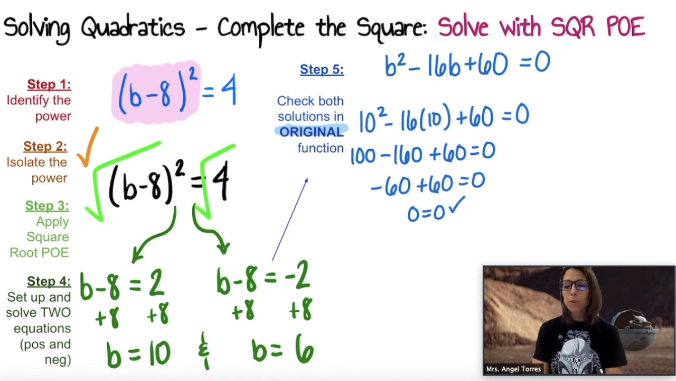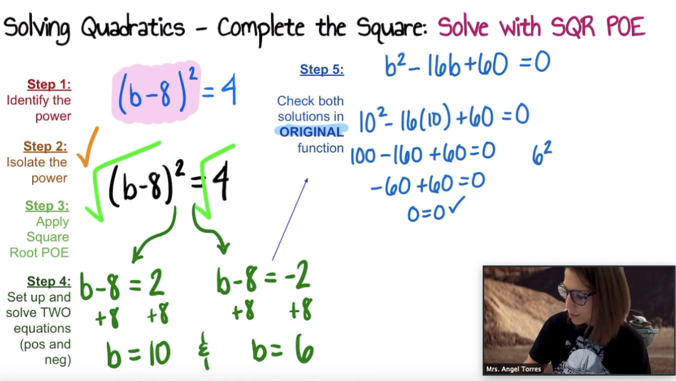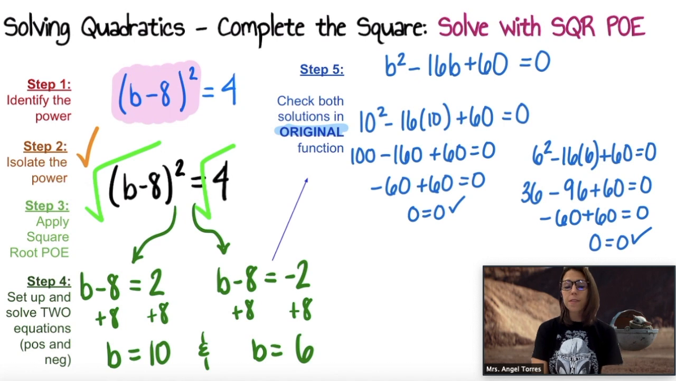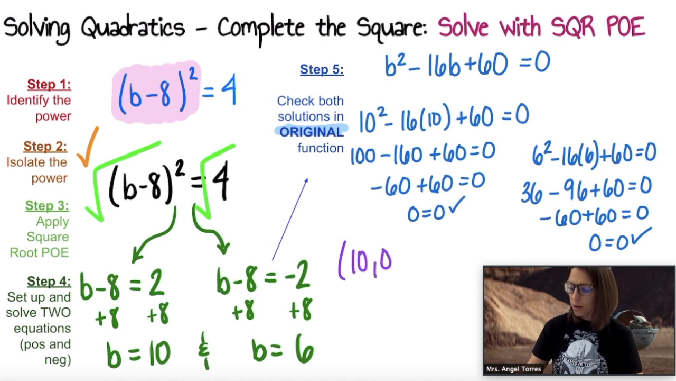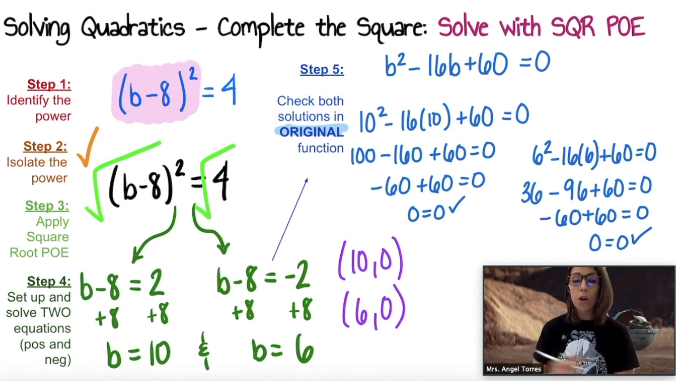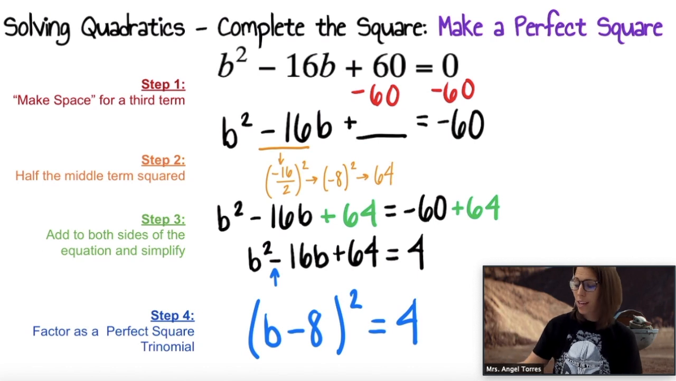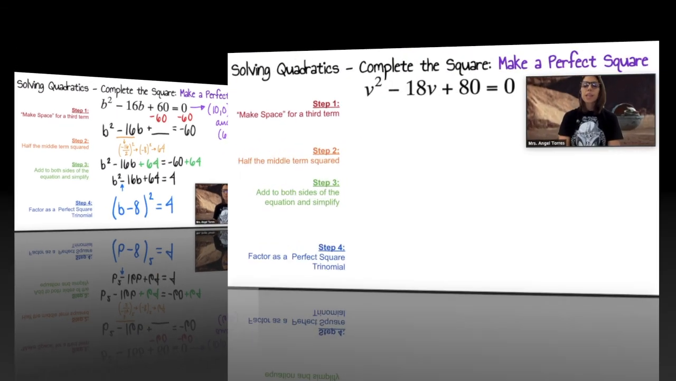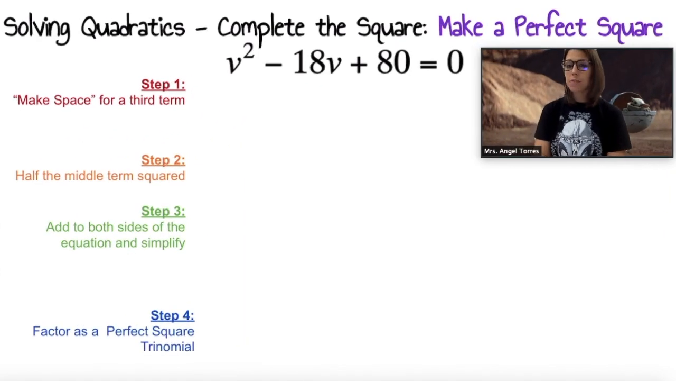All right, looks like 10 was a solution. Let's try 6. And voila, they were both solutions. So that means that this quadratic has 2 zeros, and they are (10, 0) and (6, 0). But remember, it's not just this quadratic, but actually this one. So if we were to solve this one, we would again say that the 2 zeros here are (10, 0) and (6, 0).